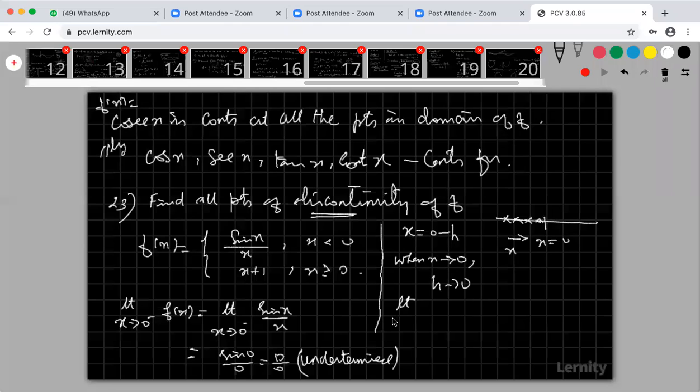Now apply all these things in your left hand limit, limit x tends to 0 minus f of x. Here h tends to 0. My f of x is sin x by x, so it is sine of 0 minus h divided by 0 minus h. Don't cancel these two, it is not possible. Sine of 0 minus h is sine of minus h. Sine of minus x is minus sine x, so minus sine h by 0 minus h. The minus signs cancel and I get sine h by h.